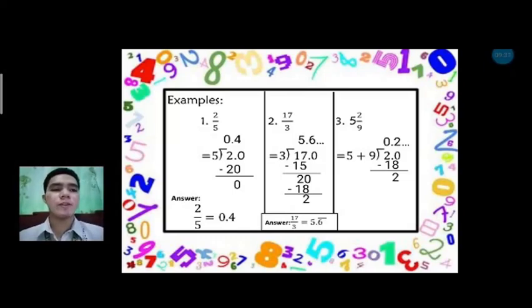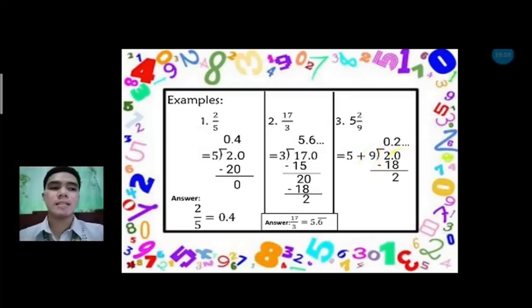5 and 2 over 9. So as you can see, we have here the whole number 5. So we will write here 5, then you will be adding that 5 to the quotient. Okay, whatever the quotient is. Now we have to divide the numerator 2 by 9. So we have 2 divide 9. We are unable to divide 2 by 9.